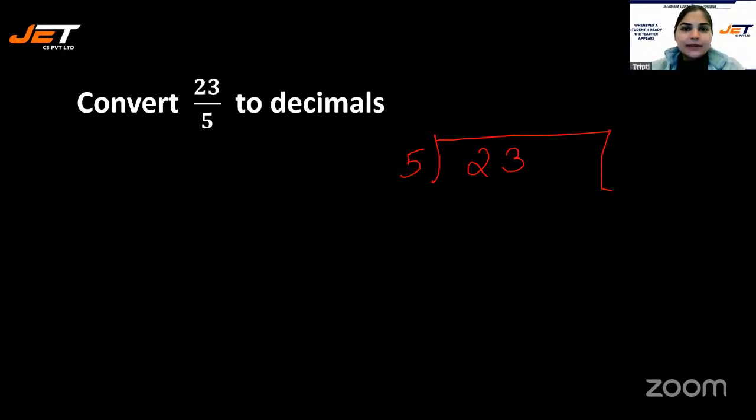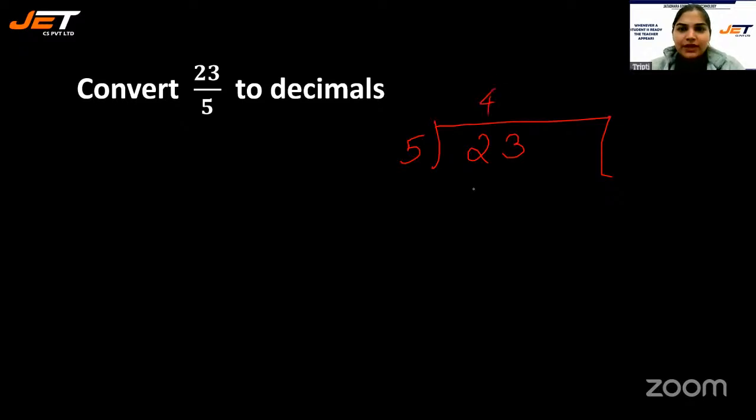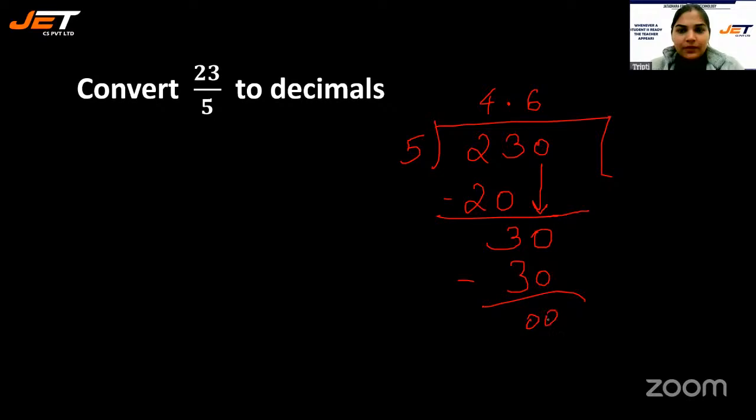So I hope it's done. So 5 times 4 is 20. 3 here. Okay. Put a 0. Bring it down. Now I have put a 0. 5 times 6 is 30. So 4.6 is the decimal, the way to write 23 by 5 in decimal. That's how you can write.